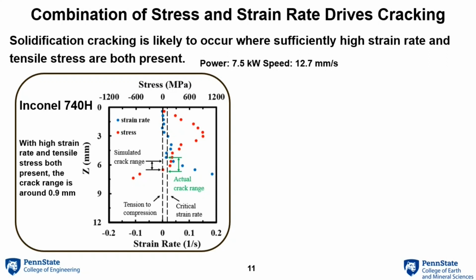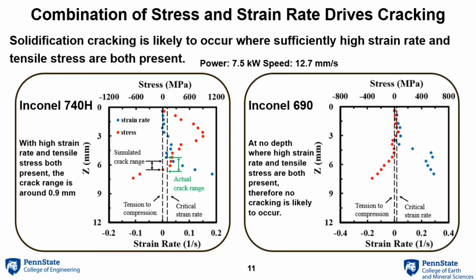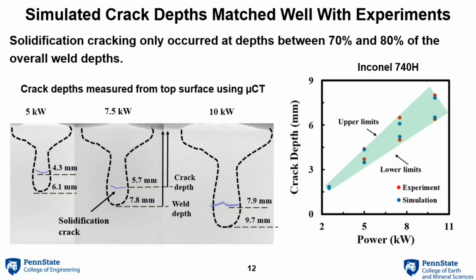And that range is around 0.9 mm for Inconel 740H at a power of 7.5 kilowatts, as indicated by the simulated crack range. And this range can also be validated with the actual crack range measured by micro-CT scanning. By comparison, no such depths exist for Inconel 690, which explains why no cracking occurs for this material even under the same welding conditions.